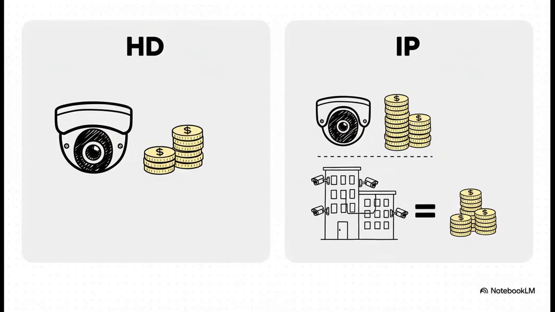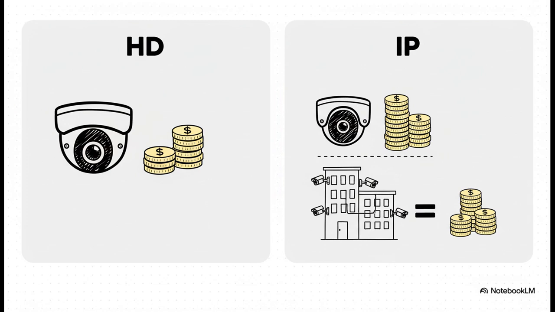And now for the question everyone's thinking about. What about the cost? So let's look at the bottom line. If you're just comparing the price of one camera to another, HD systems are almost always going to be the cheaper option up front. They're very budget-friendly. But, and this is a big but, the story can totally change when you're talking about bigger installations.